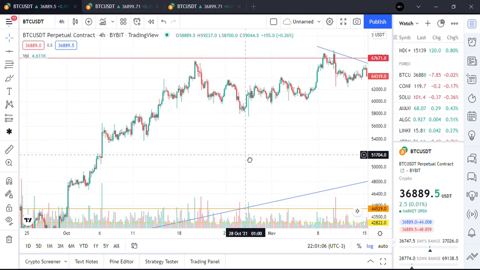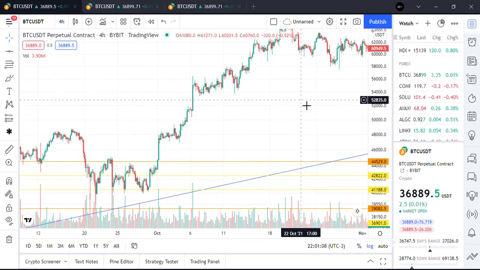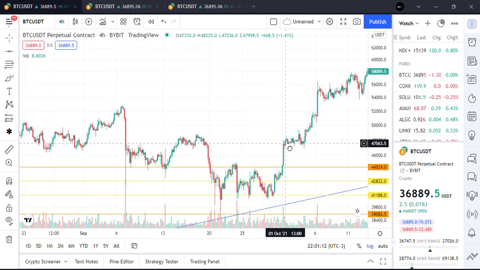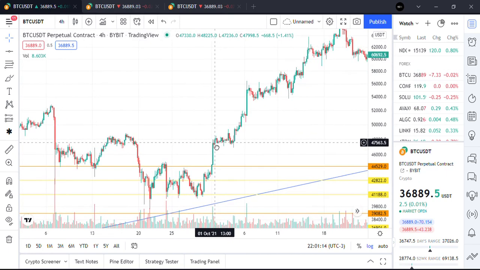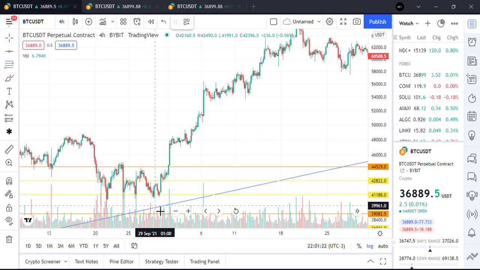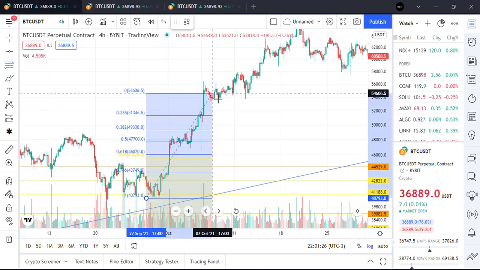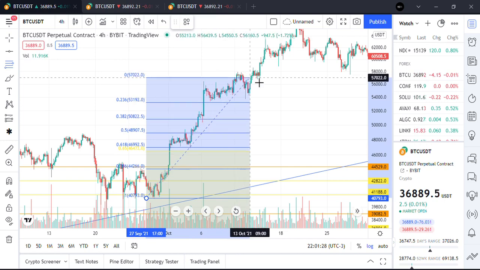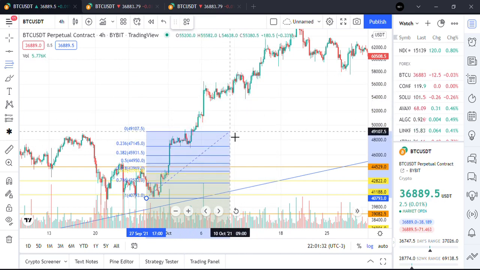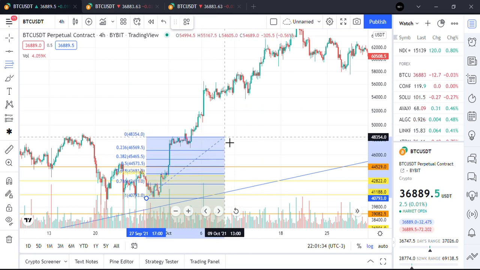Okay, sometimes the Fibonacci levels do not always hold, but sometimes they hold as well. So now let's look at this lowest level. Let's use this level. Let's use this, just a sudden move to the upside.